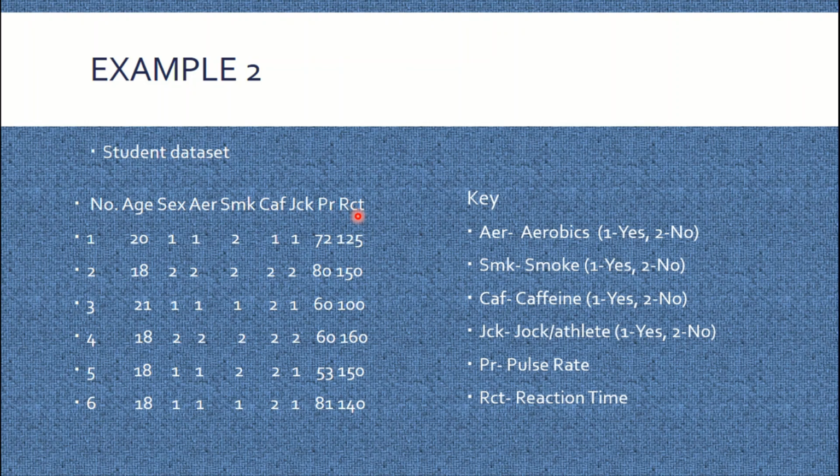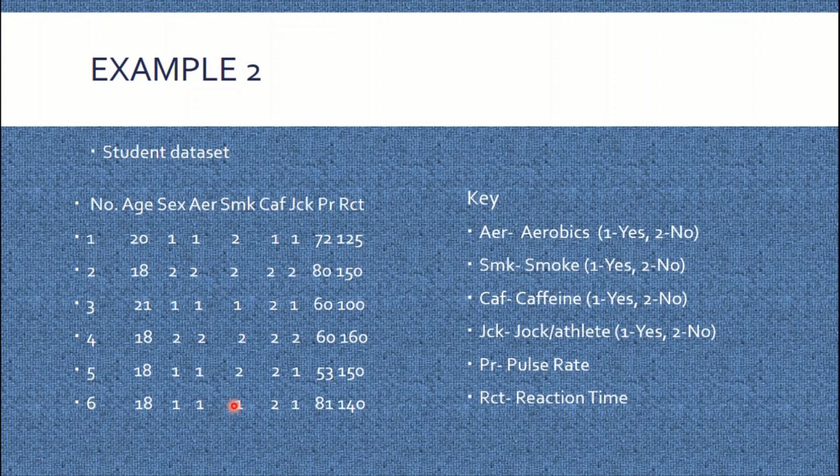Suppose we were to find the number of males who smoke, we would have to come to the column of sex, identify the males, and according to our key, 1 represents males and 2 represents female. Therefore, we will identify the number of males by checking ones, and we see that they are 4. Therefore, we have 4 male students. Then we will have to check for every male student whether they smoke, and according to our key, smoking is represented by 1.